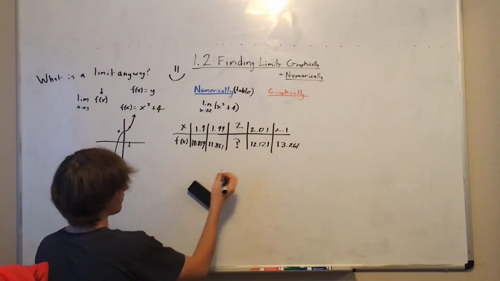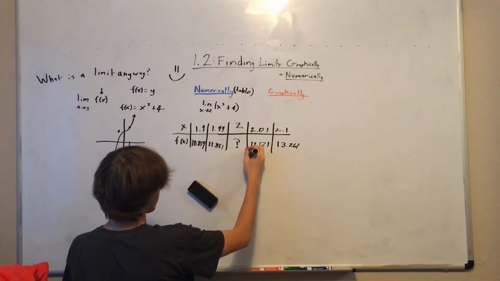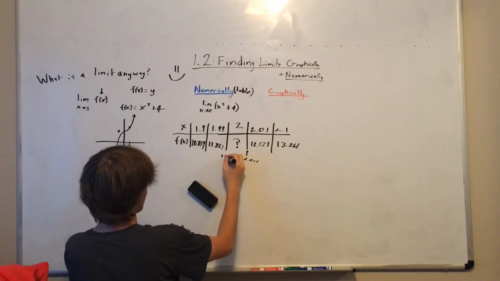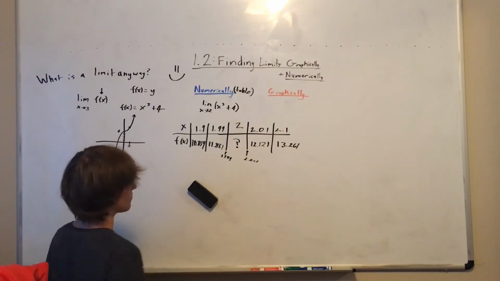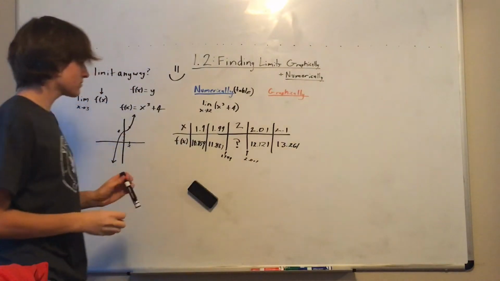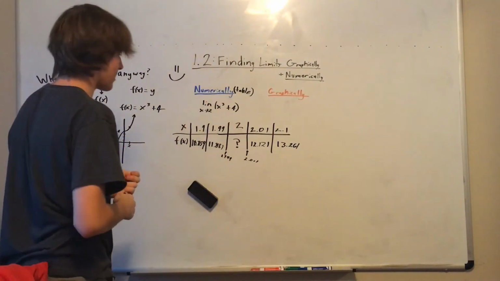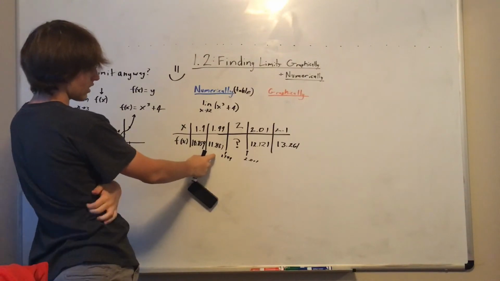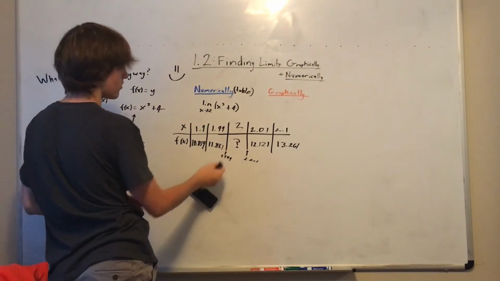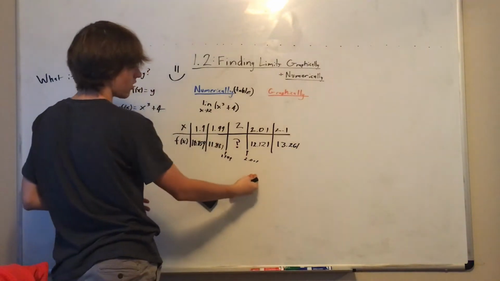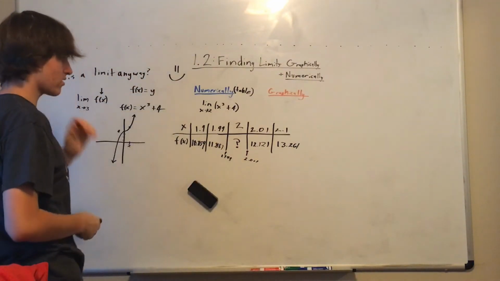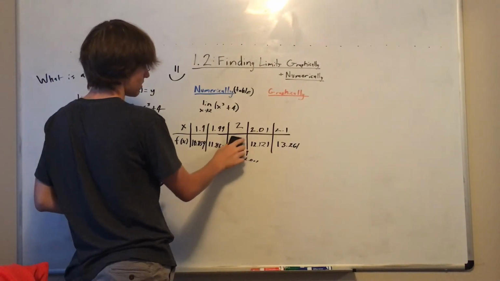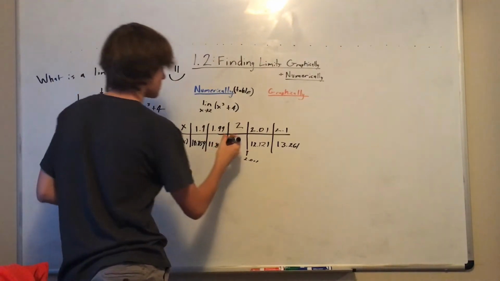Optimally, you would want to have another set even closer right here, like 2.001 and 1.999. But just for the purposes of time, I'm not going to waste your time with that, because we can see here, these values are getting bigger and getting closer to a certain value. And here the values are getting smaller, getting closer to a certain value. And you can tell that that is going to be 12 in this case.